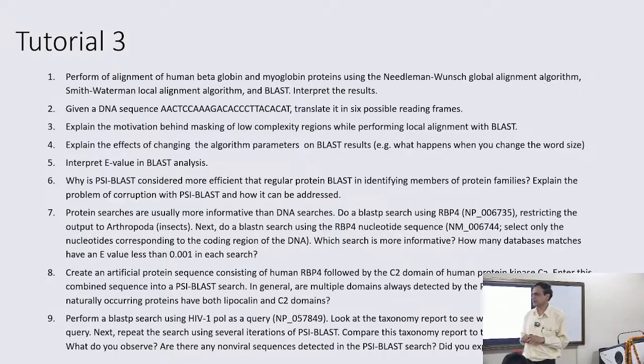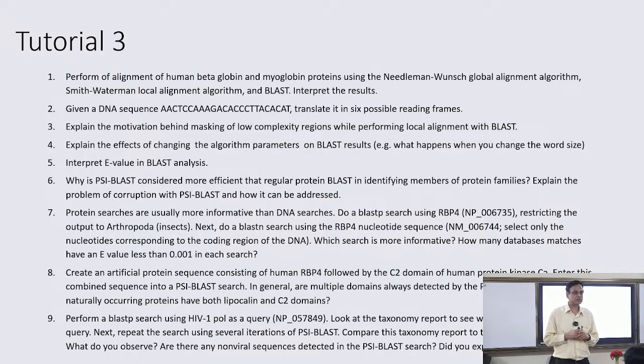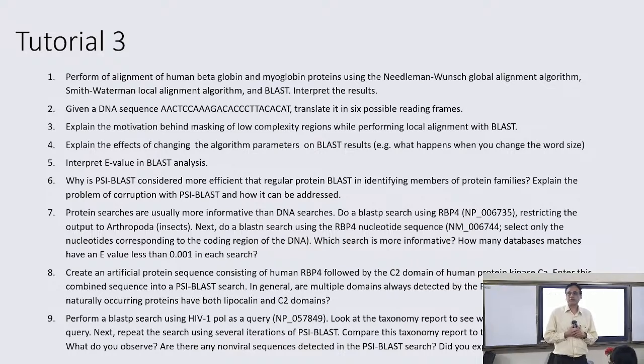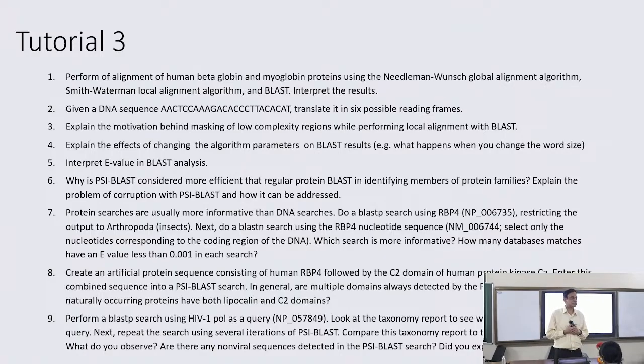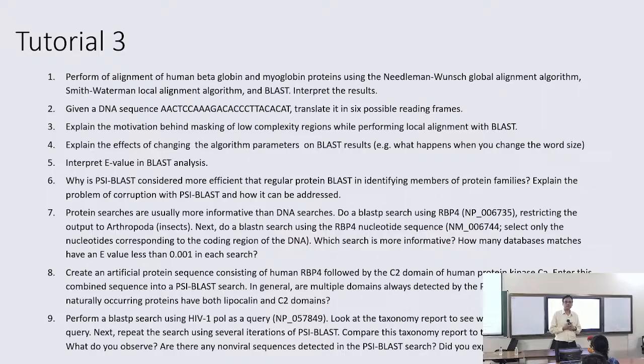So, yeah, last time we were discussing pairwise alignment, and we learned about two algorithms that are used frequently in alignment of sequences. One is called the global sequence alignment algorithm. The other one is called the local sequence alignment algorithm.